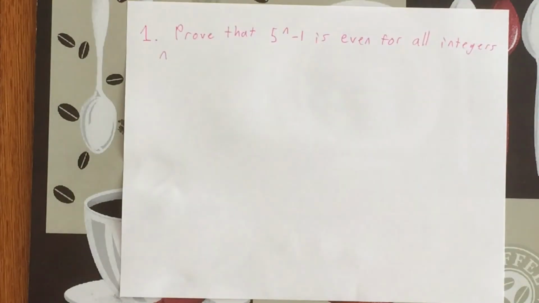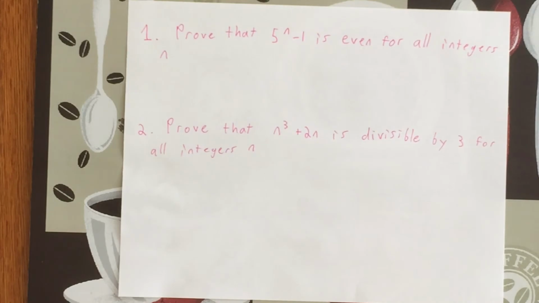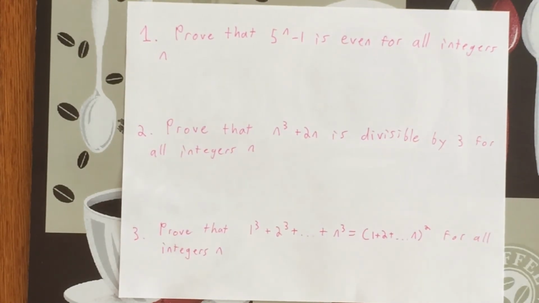Now I will show you 3 problems for you to work on yourselves. Problem number 1. Prove that 5 to the power of n minus 1 is even for all integers n. Problem number 2. Prove that n cubed plus 2n is divisible by 3 for all integers n. Problem number 3. Prove that the series 1 cubed plus 2 cubed plus 3 cubed all the way to n cubed is equal to 1 plus 2 plus 3 all the way to n, squared, for all integers n.